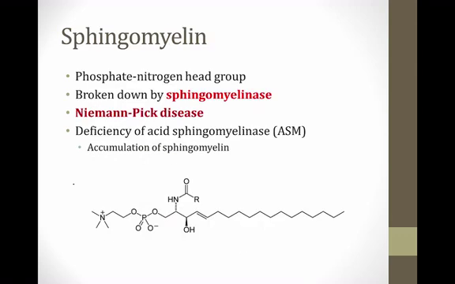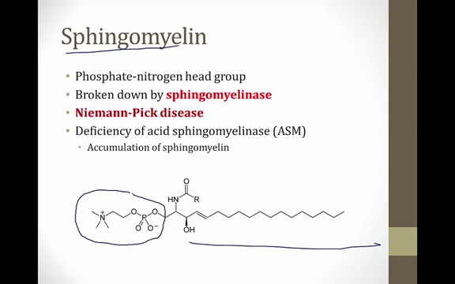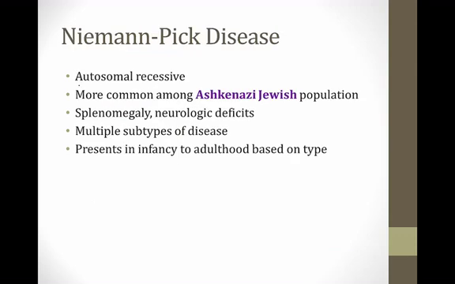The next sphingolipid we're going to discuss is called sphingomyelin. Sphingomyelin is a ceramide molecule, as I've shown on the screen here, with a phosphate nitrogen head group. This molecule is broken down by an appropriately named enzyme called sphingomyelinase, and if you are deficient in this enzyme, you have a condition called Niemann-Pick disease. Niemann-Pick disease is autosomal recessive like most of the lysosomal storage diseases, and like Gaucher's disease, it is more common among the Ashkenazi Jewish population.